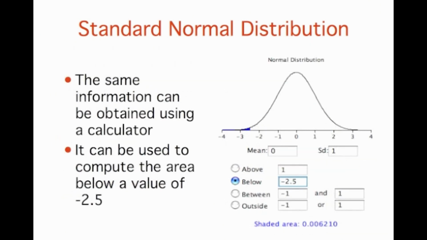The same information can be obtained using the included normal calculator. This figure shows how the calculator can be used to compute the area below a value of negative 2.5 on the standard normal distribution. Note the mean is set to 0 and the standard deviation is set to 1. Although the use of tables is being supplanted by the use of computer programs, it is still important to know what a table of the standard normal distribution is and how to use one.